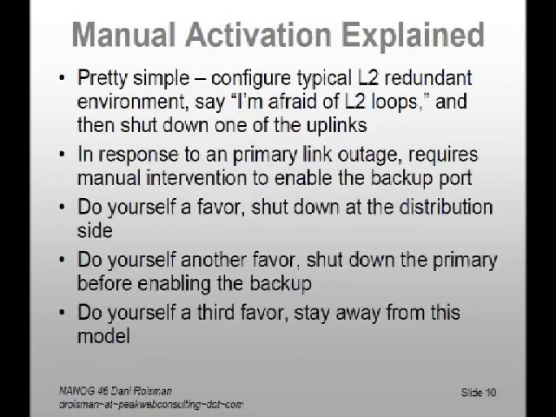So really simple, you come back, you plug it in, layer 2, you VLAN to your rack, and you say, oh, I'm afraid of loops, or one time I had a problem. So you shut down one of the uplinks. So if you have a failure on the primary link, you're going to have to manually unshut the second link. Now do yourself a favor, if you're going to run this model, shut it up at the distribution side.